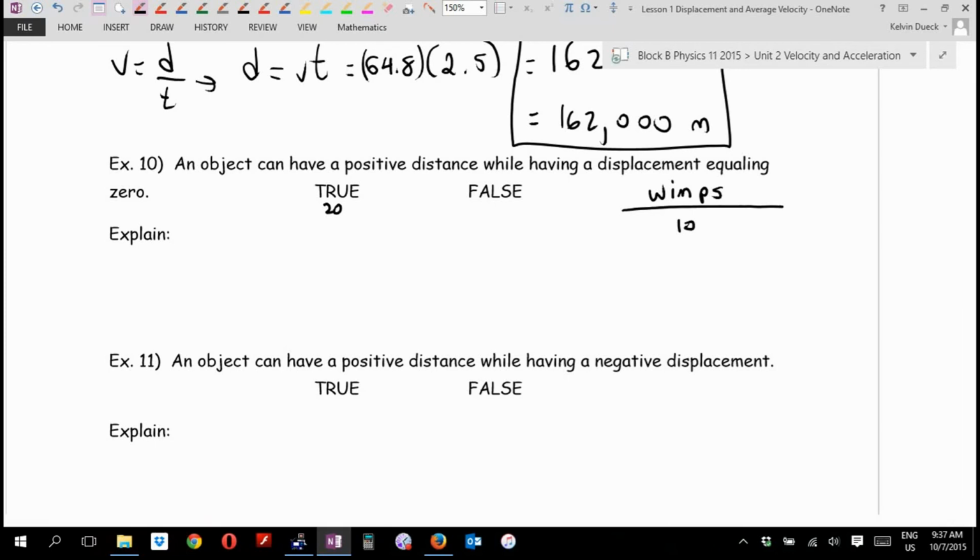So then I always say, you can either convince me that you're right or that someone else's answer is wrong. You can attack or defend. Attack someone else's answer or defend your own answer. Convince me. Give me an example. How can you have a positive distance while having a displacement equaling 0?